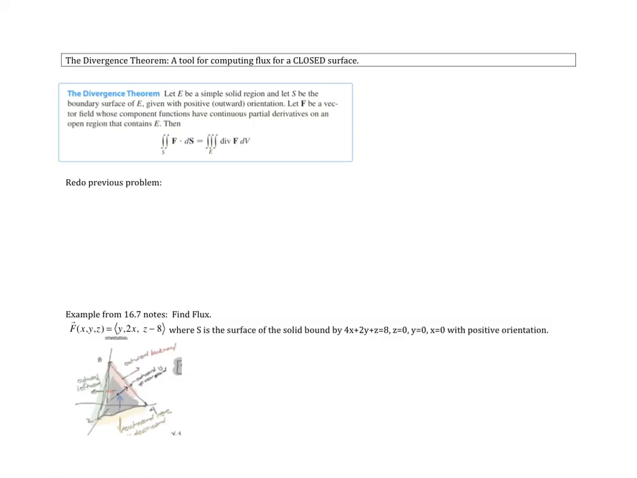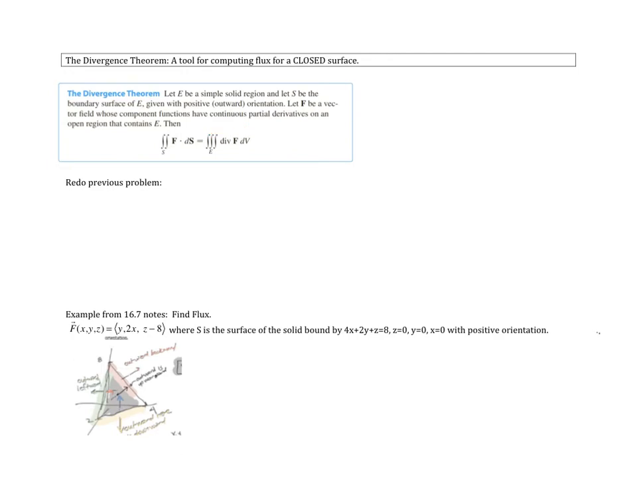What we're going to consider in this section is a tool that will allow us to compute flux in the special case that we have a closed surface. So it can apply to the problem we just did. And here's what it says. If you have a simple solid region, and S is the boundary of your surface, so that means we have a closed surface, and this theorem presumes outward or positive orientation. Here's what it says. The flux can be computed by a triple integral of the divergence of F.